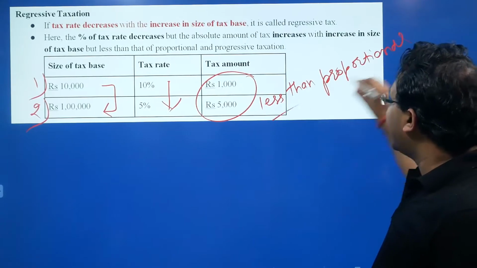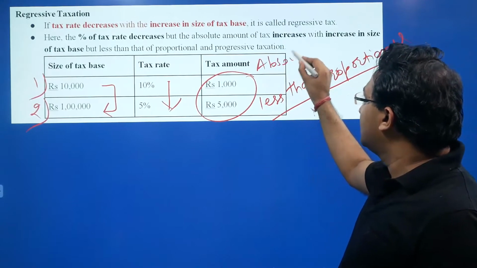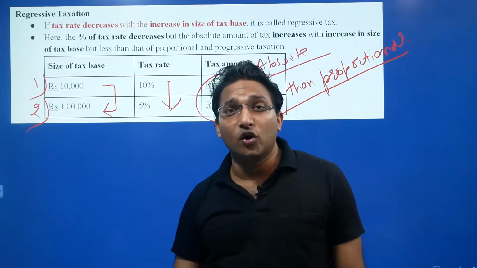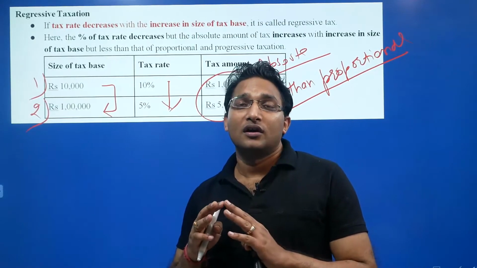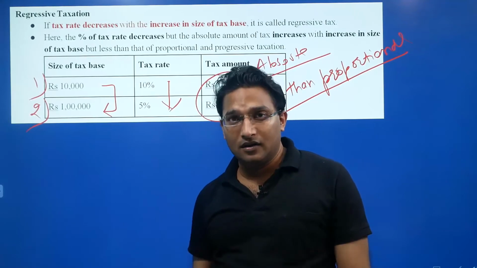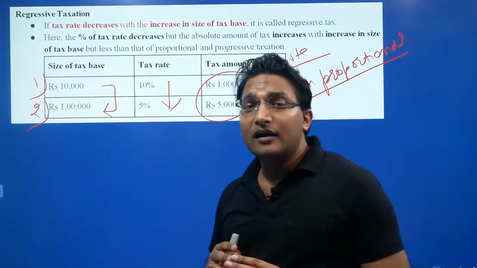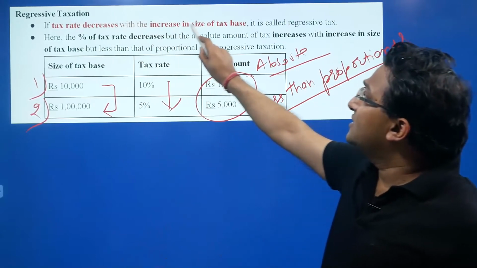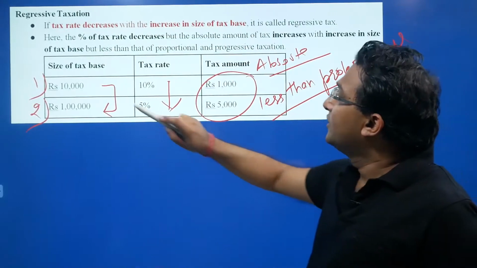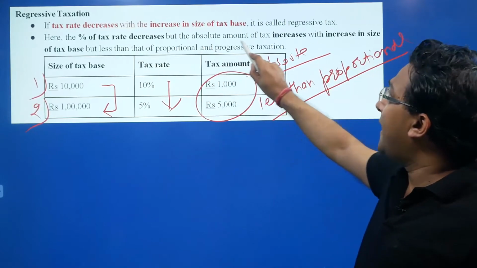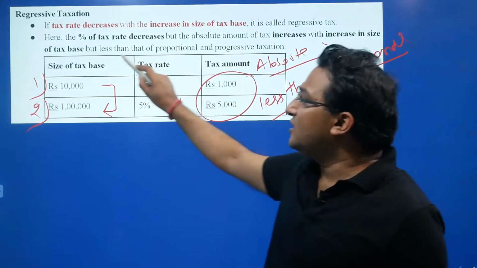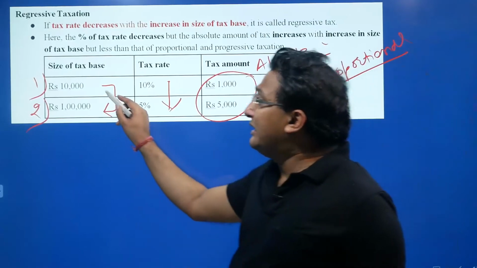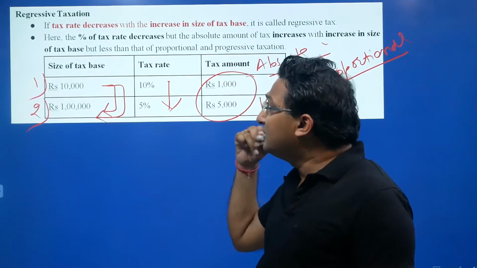So the change in the absolute tax amount is less than proportional. Why is this called a regressive system? This is called regressive because it puts an adverse impact upon the poor people, because poor people are also supposed to pay the same rate of tax as the other person. So if the tax rate decreases with the increase in the size of the tax base, it is called regressive tax. Here the percentage of tax rate decreases, but the absolute amount of tax increases with the increase in the size of the tax base, but less than that of the proportional and progressive taxation. So this is called regressive because an increase in the size of the tax base actually decreases the tax rate.